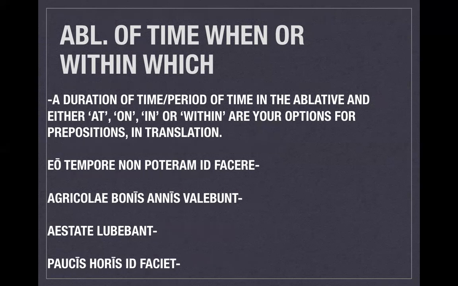So eo tempore, eo is just doing that thing where it's basically hoc or illa. So it's that time or this time. And then the rest of it, I'll just say, is like I was not able, non potui, or I could not, facere id. I could not make it. So how do we say it? Do we use at, on, in, or within with that time? Do we say on that time? Not really. In that time, maybe. Within that time, yeah, could work. But I'd say at that time probably works the best.